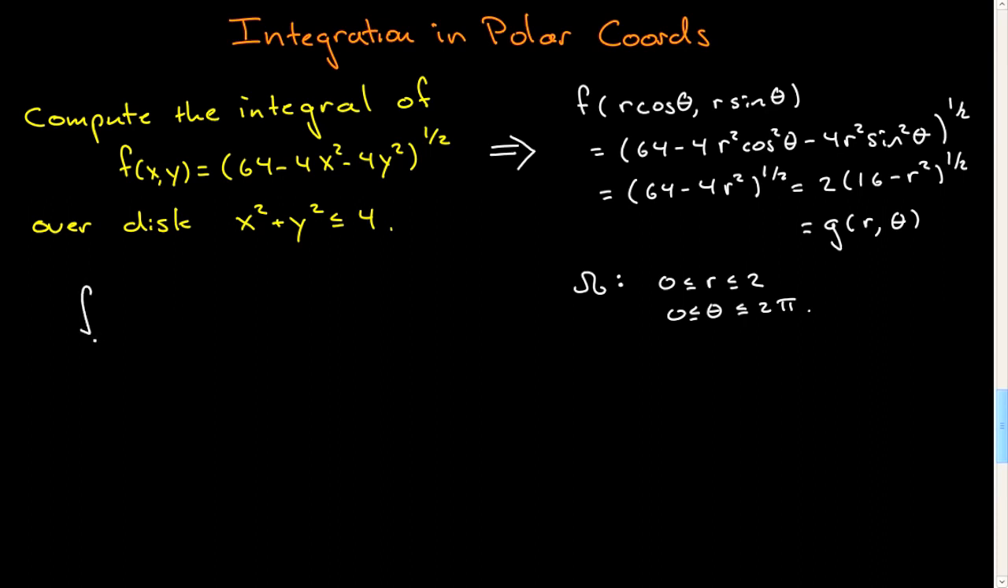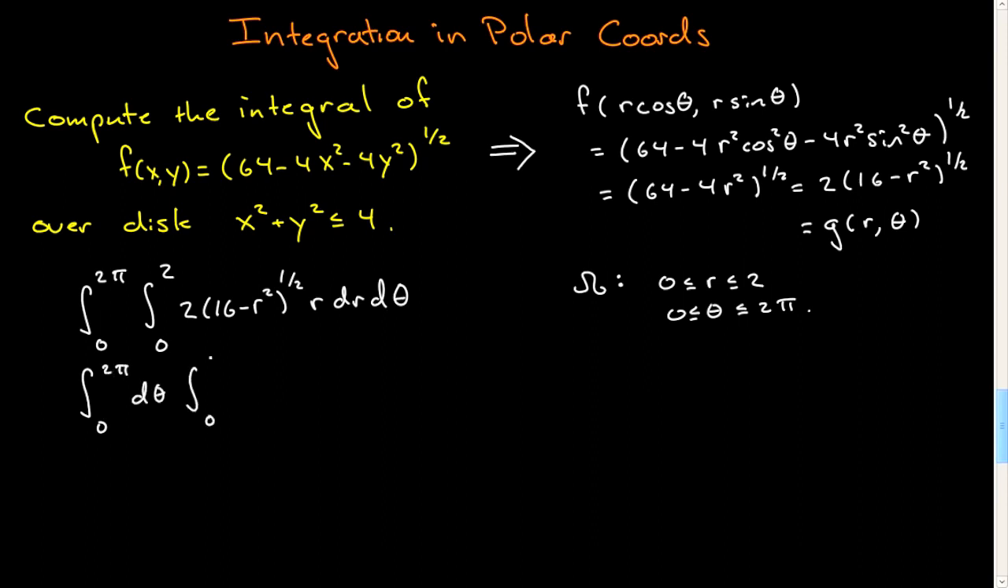So the integral now is theta from 0 to 2 pi. I'm not going to do every step here. R is 0 to 2, and then I have my function here, 16 minus r squared to the 1/2. Don't forget the r dr d theta, and in fact that r is going to be crucial here. Let's just go ahead and notice that this separates, so we can pull out the d theta here. 0 to 2. I'm going to combine that 2 there. Give me 16 minus r squared to the 1/2 times r dr.